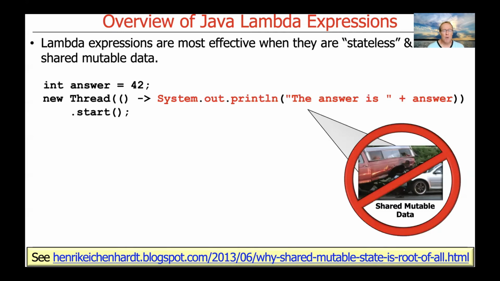Lambda expressions are most effective when they're stateless and have no shared mutable data. Again, remember, shared mutable data is the root of all evil in concurrent programs because it leads to race conditions, where the state of the variable is corrupted when multiple threads simultaneously try to read and write to it, or load and store it. As you can see here, this particular example is indeed stateless because we're not changing anything, we're just reading something, and so that will not have any problems with race conditions in concurrent code. So that's a good thing.